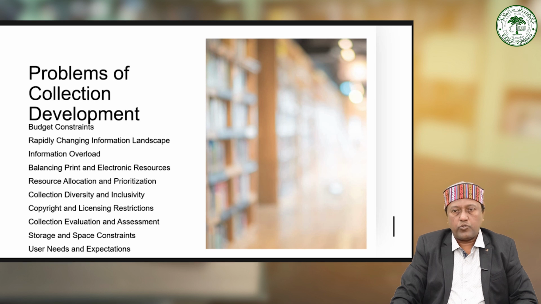Next is resource allocation and prioritization. The limited resources and competing demands necessitate careful resource allocation and prioritization in collection development. Librarians must make strategic decisions about which materials to acquire, renew, or weed out based on factors such as user needs, collection goals, usage data, and available funds.